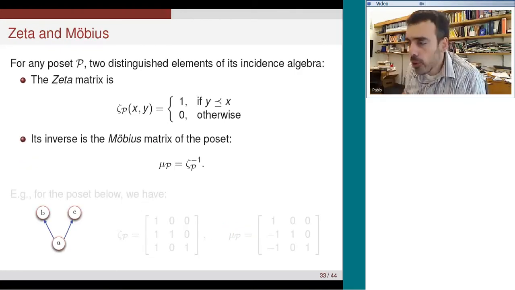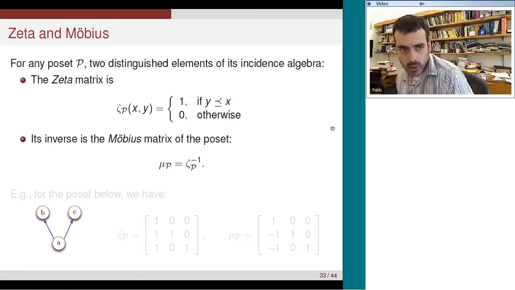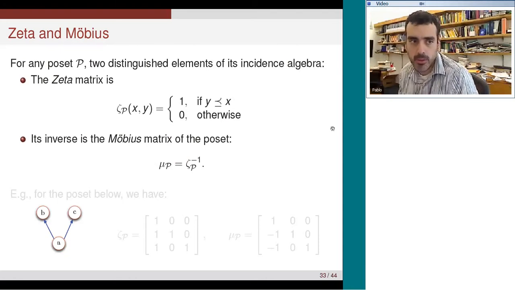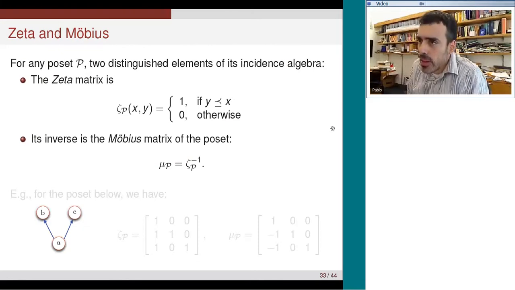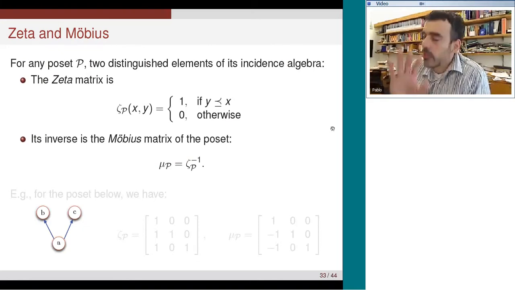Now, this is the important part, and if you've never seen it, I think it's extremely beautiful: the notion of the zeta and Moebius transforms, or zeta and Moebius functions, of a poset. Remember I told you that the incidence algebra is a set of matrices. Given a poset, what we have is a set of matrices with a given sparsity pattern.